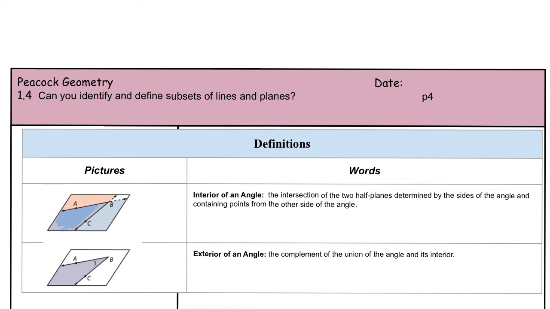The exterior of the angle is the complement of that. So it's all of this stuff on the outside. That's the exterior of the angle. I think I mixed those two pictures up. So look, whoop, whoop, whoop. All right, that would make more sense. That's all right. I'll switch them in your notes before you get them. All right, so those are your last two definitions.